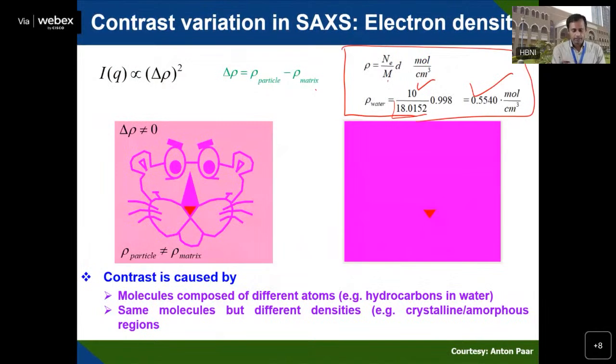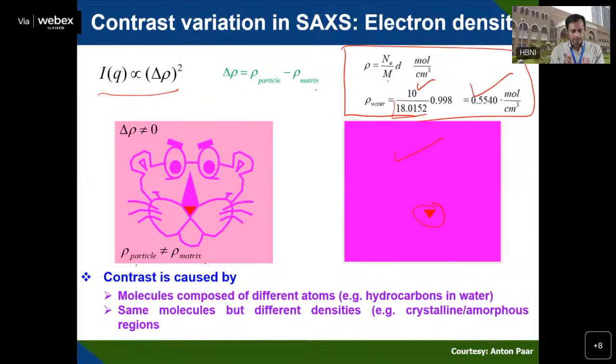Similarly, in the case of X-ray, I(Q) is proportional to the variation of rho, rho particle minus rho matrix. You can see here, if rho particle and rho matrix have different contrast, then you will be able to see both structures of this image. But if the pink color is matched with that of the solvent, you are not able to see that particular part, only this triangle you are seeing here.